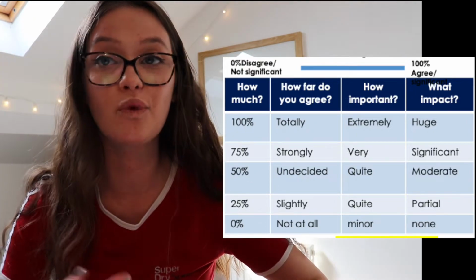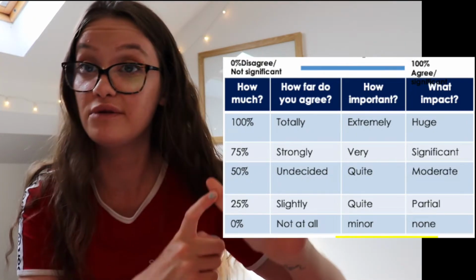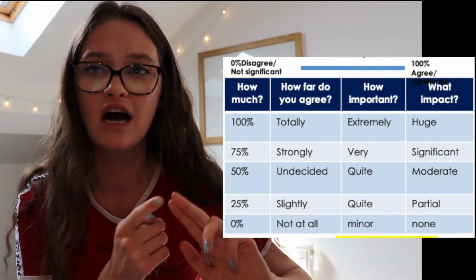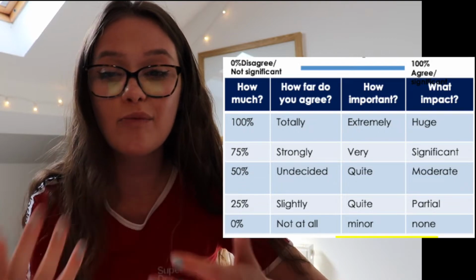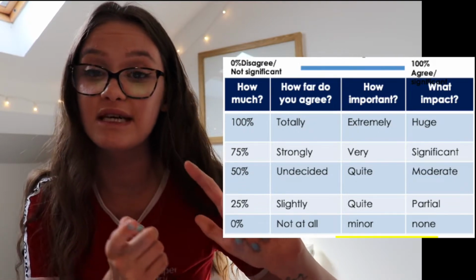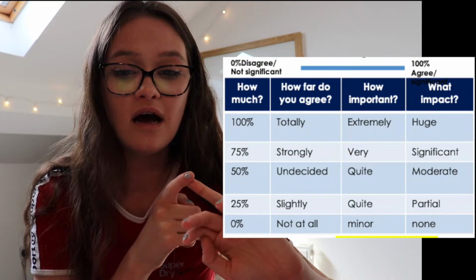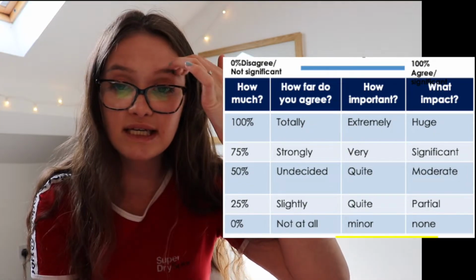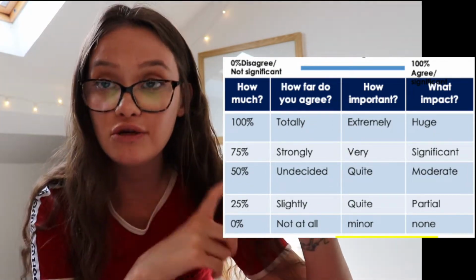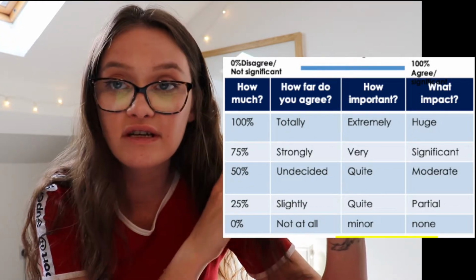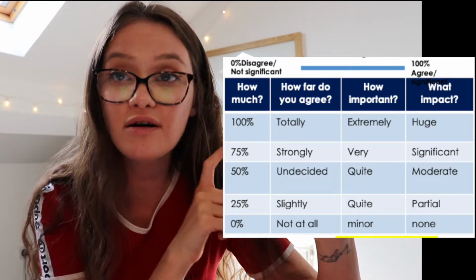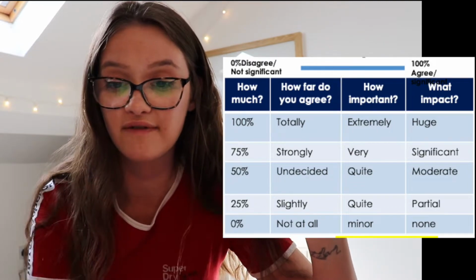And then the words that you use, that how far do you agree? You totally agree? Do you strongly agree? Are you kind of undecided? Do you slightly agree, or do you not agree at all? Same, how important is it? It's extremely important, very, quite, it has minor importance. And then again, what impact? Has it got huge significance? It's very significant, it's moderately significant, it's partially significant, or it has no significance. So this is the kind of evaluative language that you want to be using through your answers.